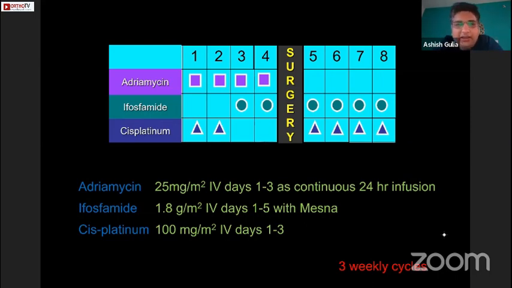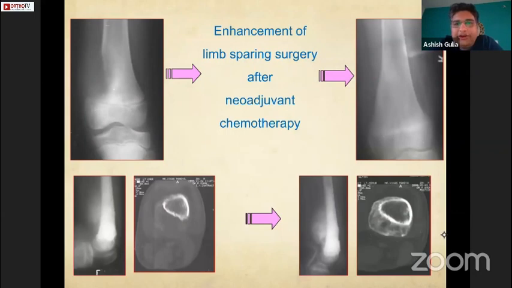And this is what a new chemotherapy typically does in case of osteosarcoma. You can see the images on the left-hand side, which are pre-chemotherapy, and on the right-hand side, which are post-chemotherapy, which clearly shows very good ossification and it becomes pretty easy.